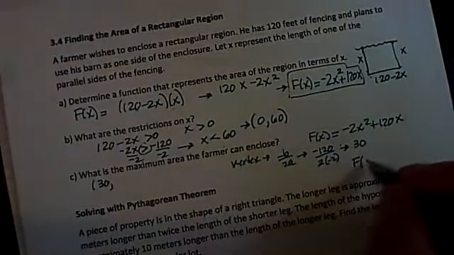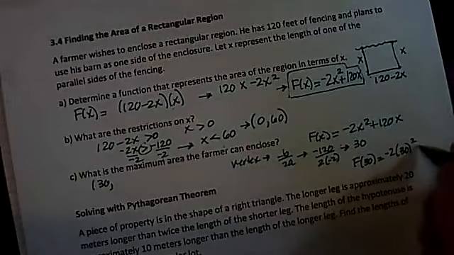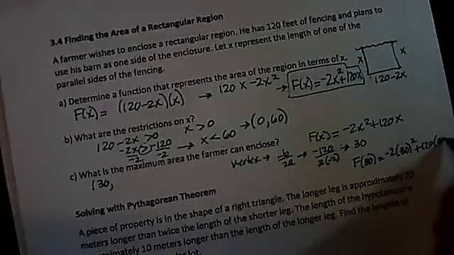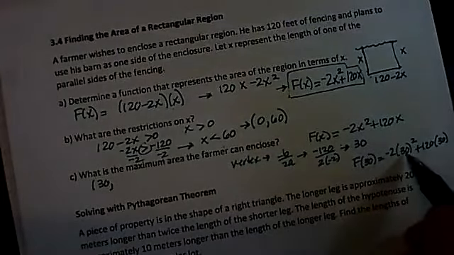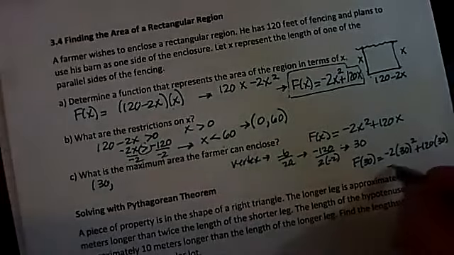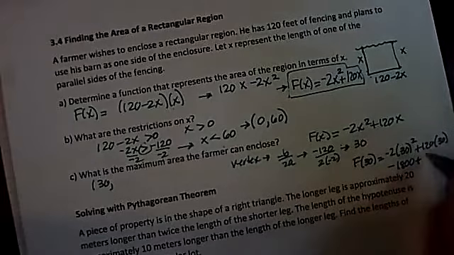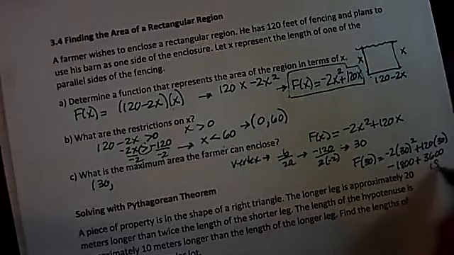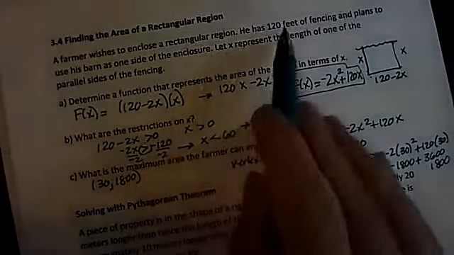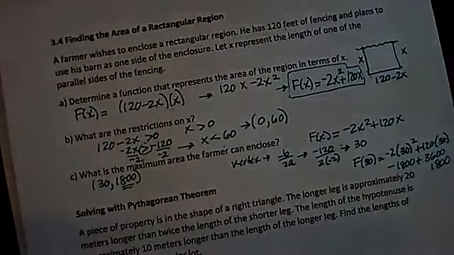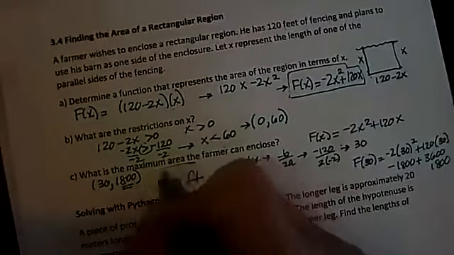So if we find what 30 is, if we put it back in here, we have a negative 2 times 30 squared plus 120 times 30. So let's see, 30 times 30 is 900 times a negative 2 would be a negative 1800, plus 120 times 30 is 3600. So that's 1800. So what is the maximum we are talking about, feet? It's this right here. That's our vertex. It's the y value of our vertex. So the answer is 1800 feet.